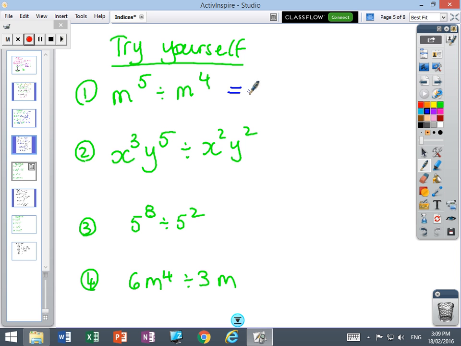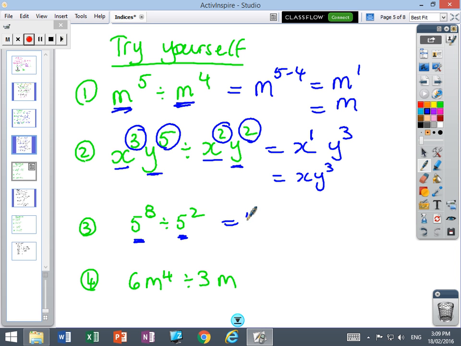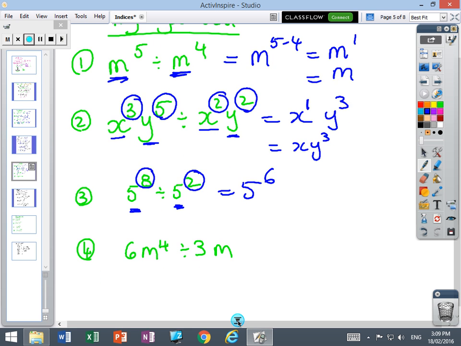You've had a go. So first one, base m, so the answer has base m, and you've got 5 minus 4 equals 1, which can just be plain old m. Okay, base x, so I've got some x's, base y, so I've got some y's, and 3 minus 2 is 1, 5 minus 2 is 3, and you can just write that down as x y cubed. Next one, base 5, so the answer is base 5, and 8 minus 2 equals 6.